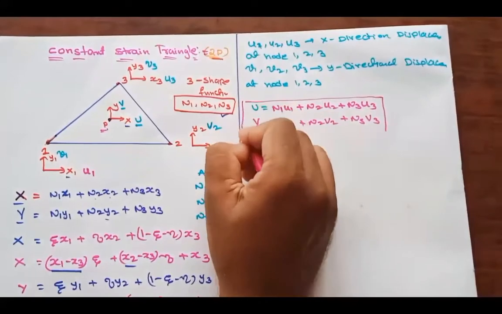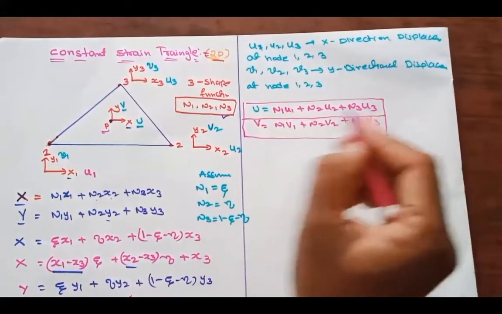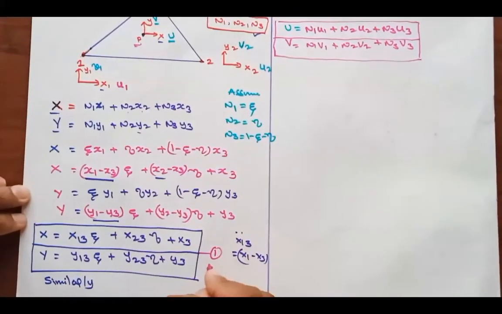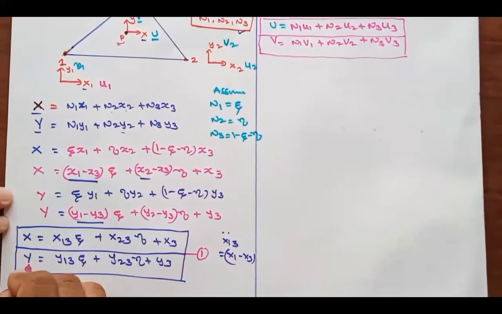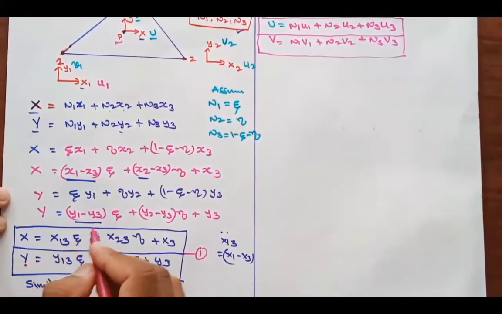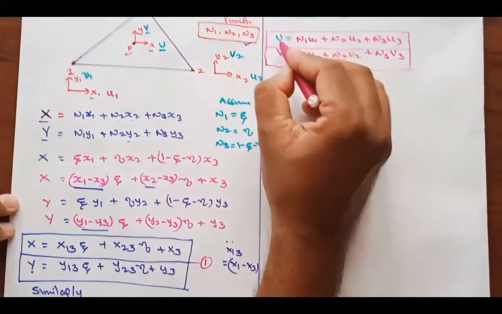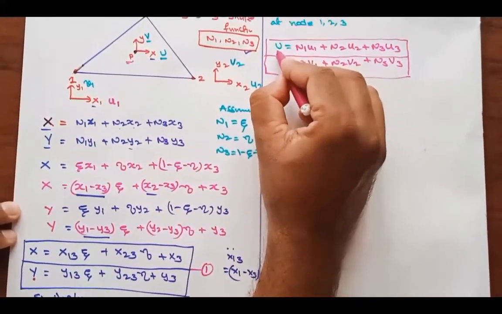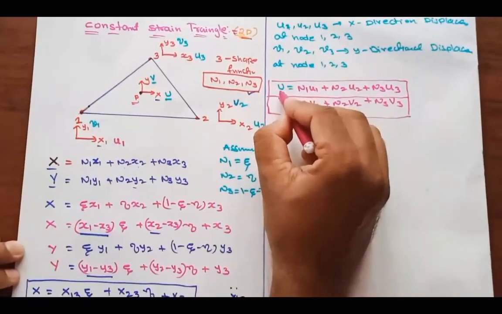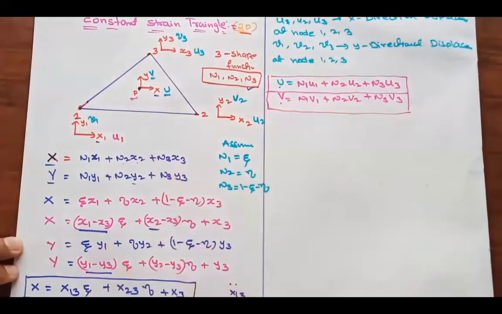Therefore at a given point there are two equations. One defines the x and y coordinates at a given point P, as a function of the shape functions as well as the nodal coordinates. Similarly, at the given point P, it is possible to write the nodal displacement in the x direction u and the y direction v. So this is also possible to write.